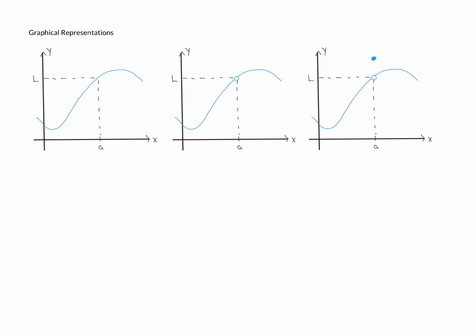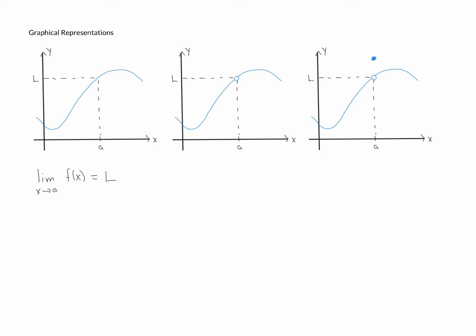The last thing I want to look at in this lesson are graphical representations of limits. Here we have three graphs of functions that are all very similar, but there's slightly different behavior at the x value of a. I want to talk about how in all three of them, the limit as x approaches a of the function does equal L, whatever that y value is, regardless of which of these three situations we end up with.